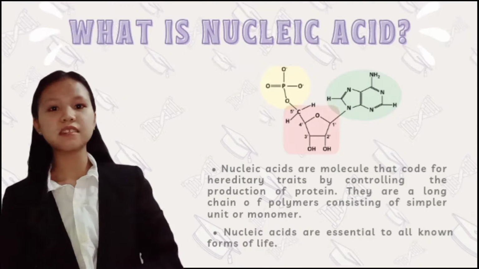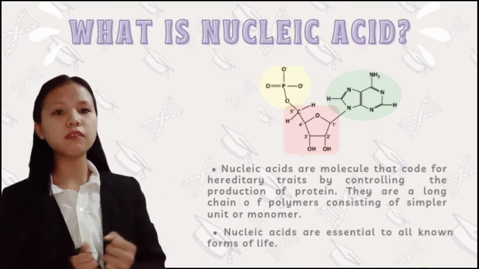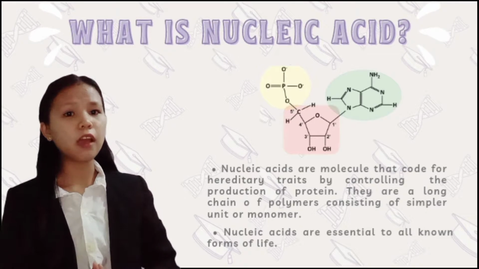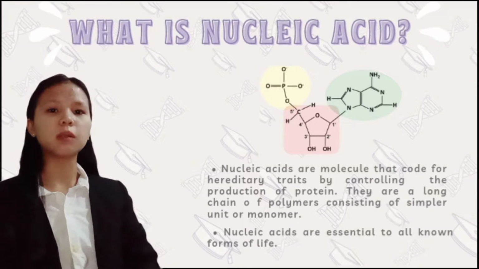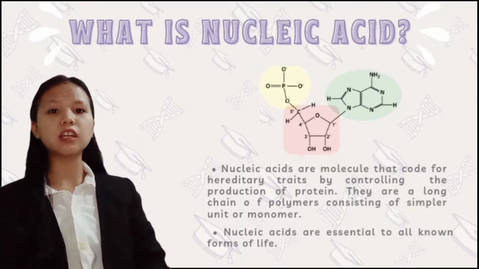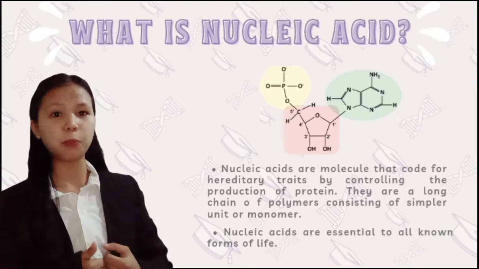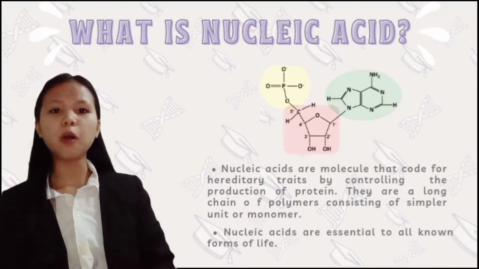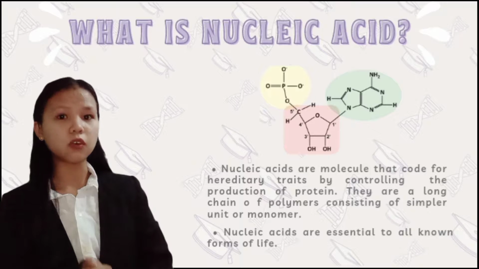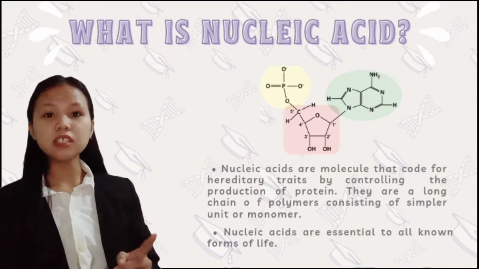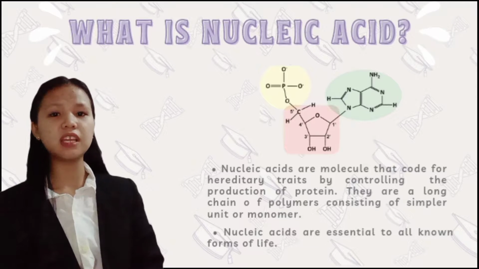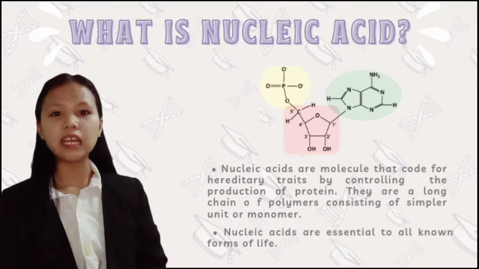So before we discuss the structure, uses, and function of nucleic acid, let's first define what a nucleic acid is. Nucleic acids are molecules that code for hereditary traits by controlling the production of protein. They are long chain polymers consisting of simpler units or monomers. There are two types of nucleic acid: deoxyribonucleic acid or DNA and ribonucleic acid or RNA.